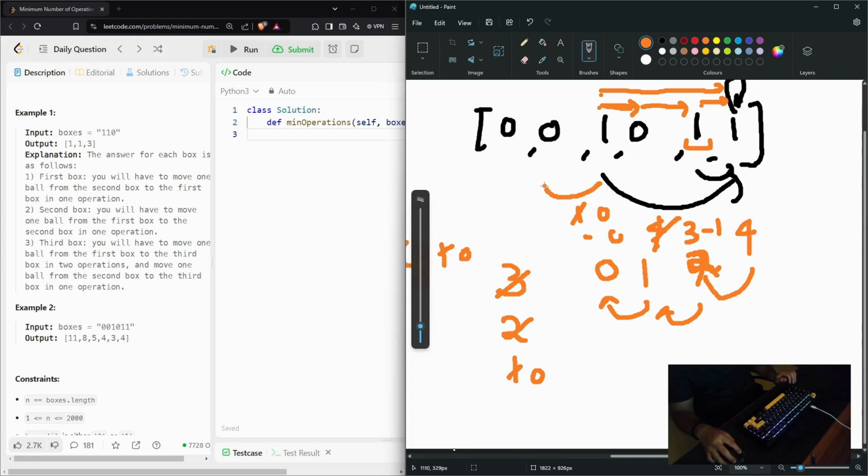We move to the next index. It's going to be 0 minus 0. 0. 0 minus 0. 0. So what are we left with? We are left with an array like this. 0, 0, 0, 1, 2, 4.